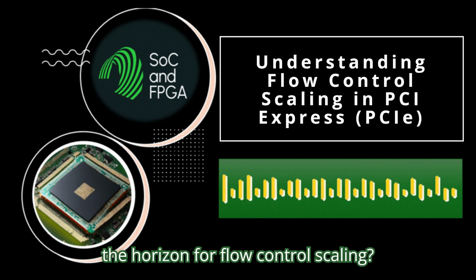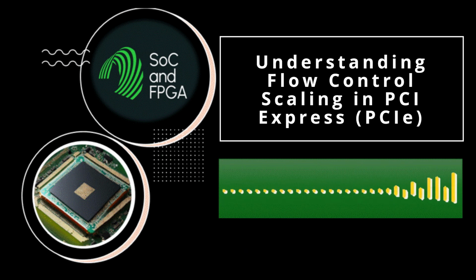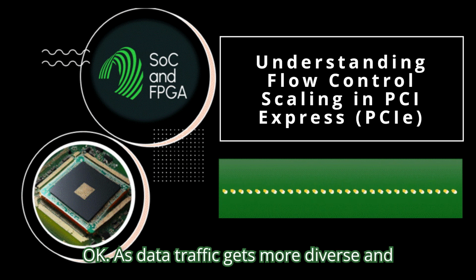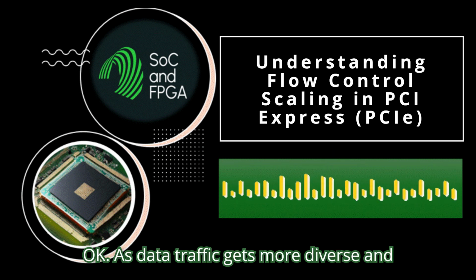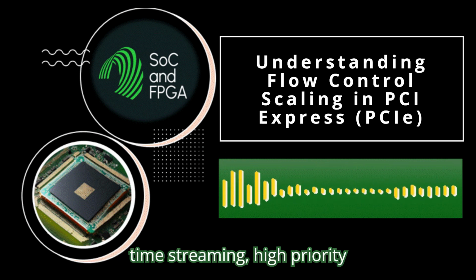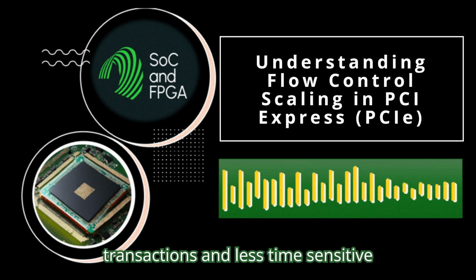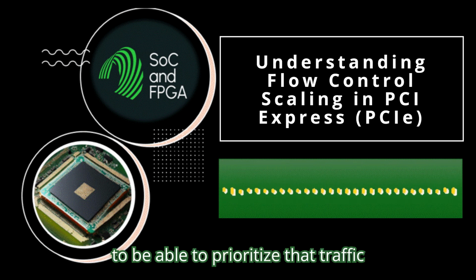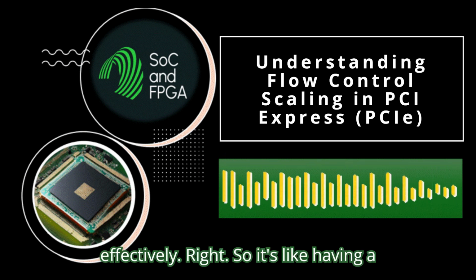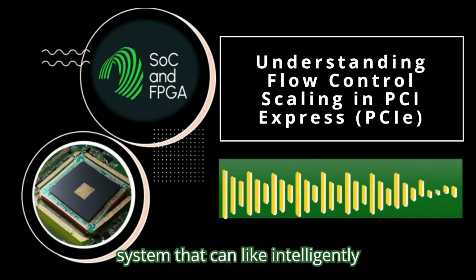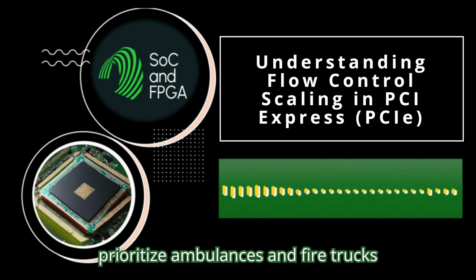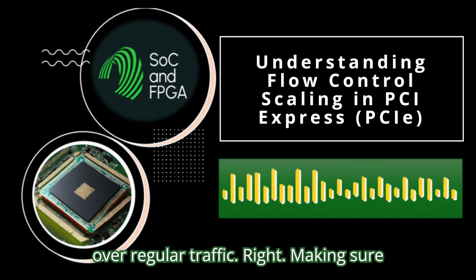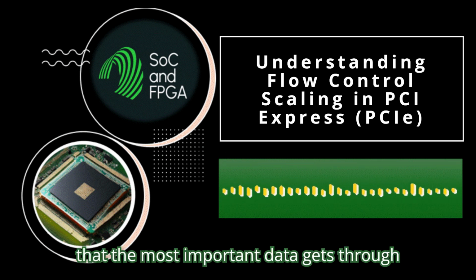Okay, reducing overhead is one thing. What else is on the horizon for flow control scaling? Another important focus is improving quality of service, or QoS. As data traffic gets more diverse and demanding, with all that real-time streaming, high-priority transactions, and less time-sensitive stuff mixed in, flow control scaling has to be able to prioritize that traffic effectively. Right, so it's like having a system that can intelligently prioritize ambulances and fire trucks over regular traffic, making sure that the most important data gets through fast.